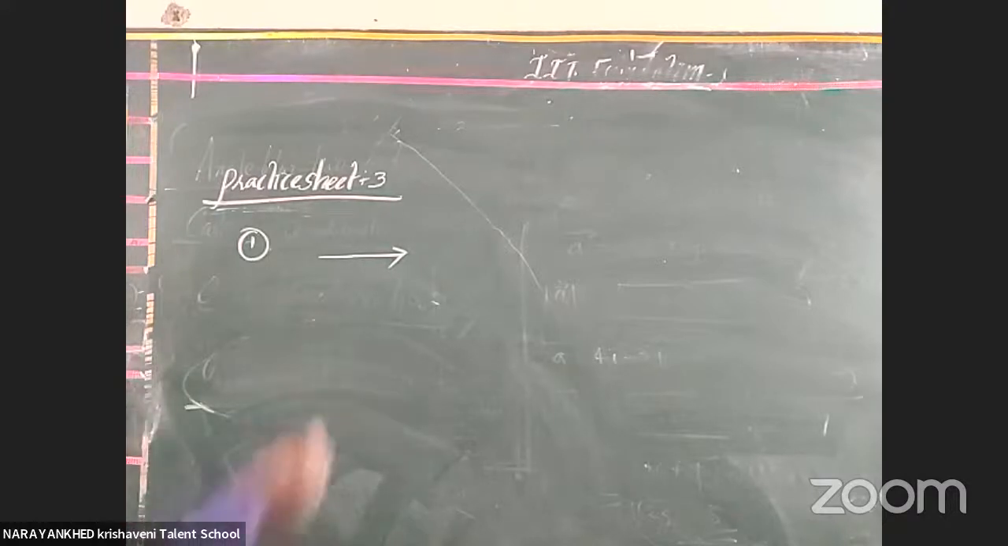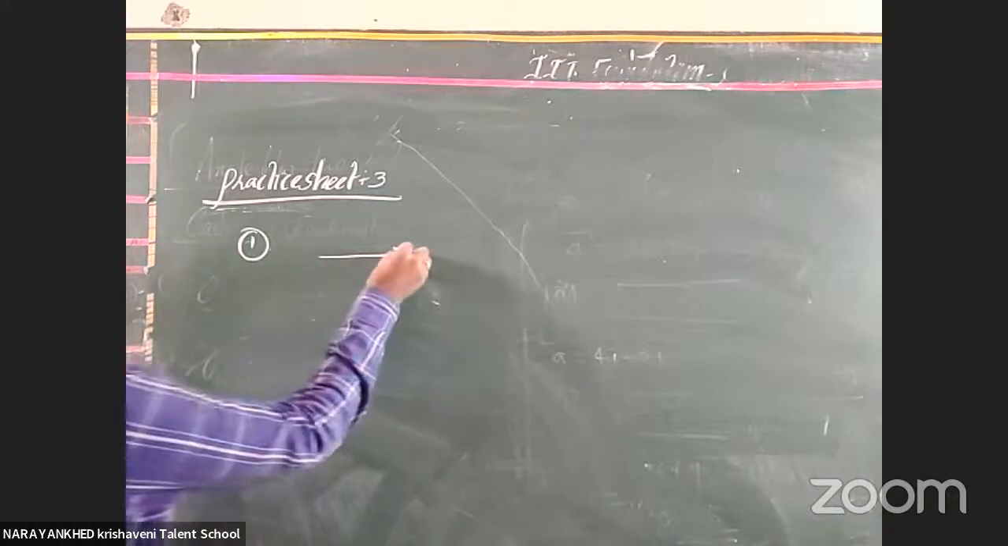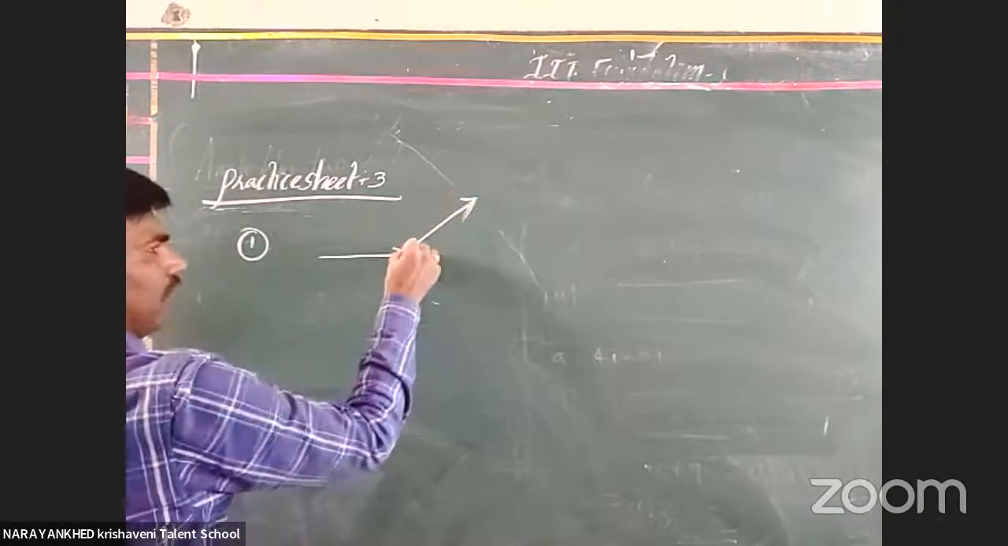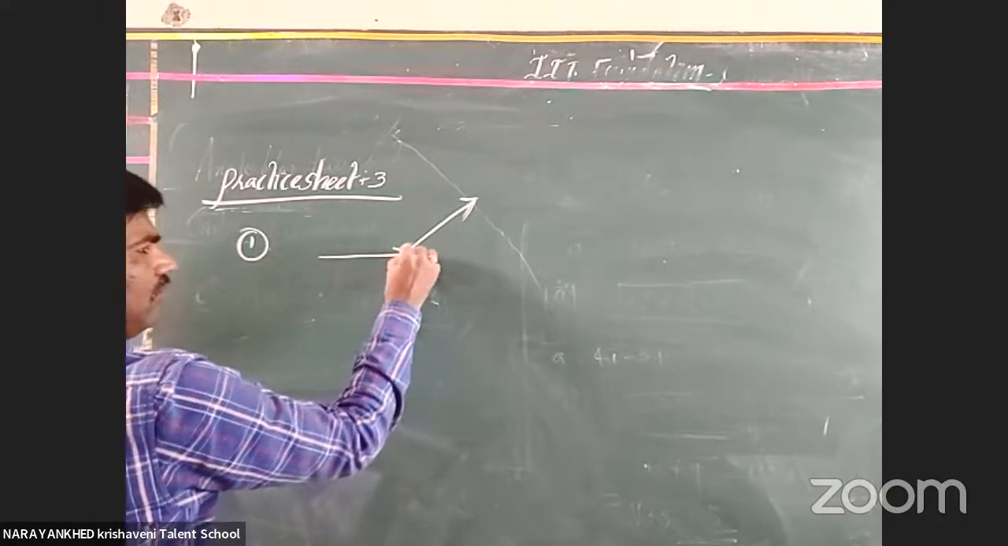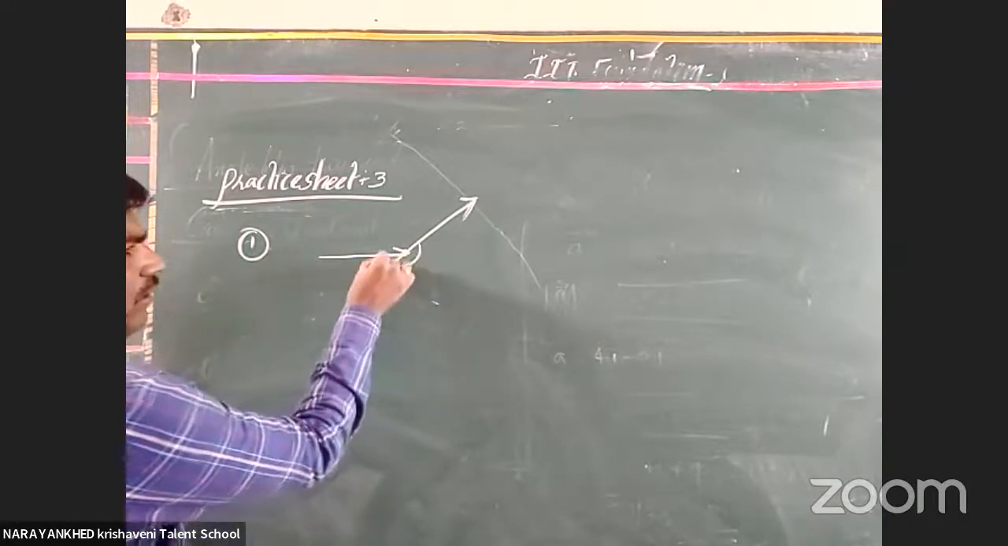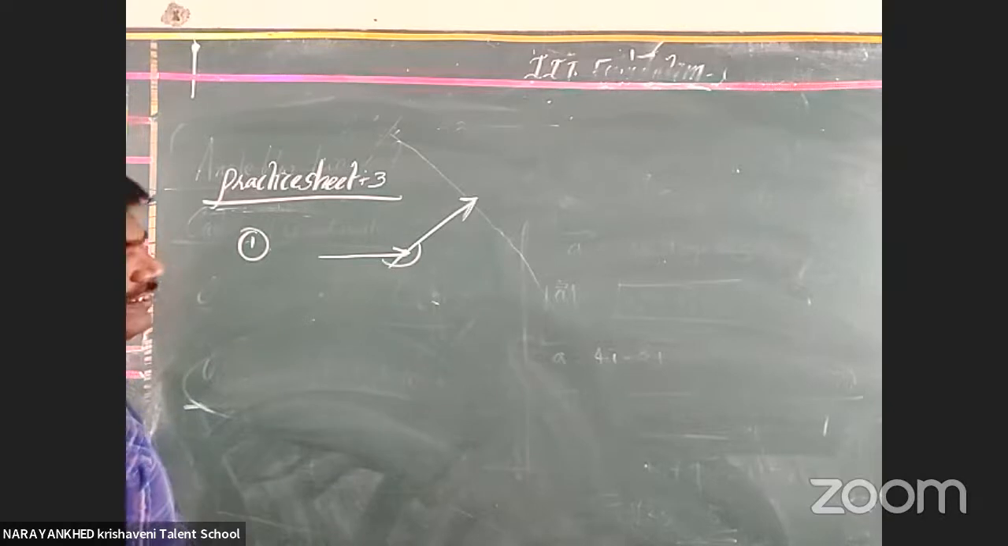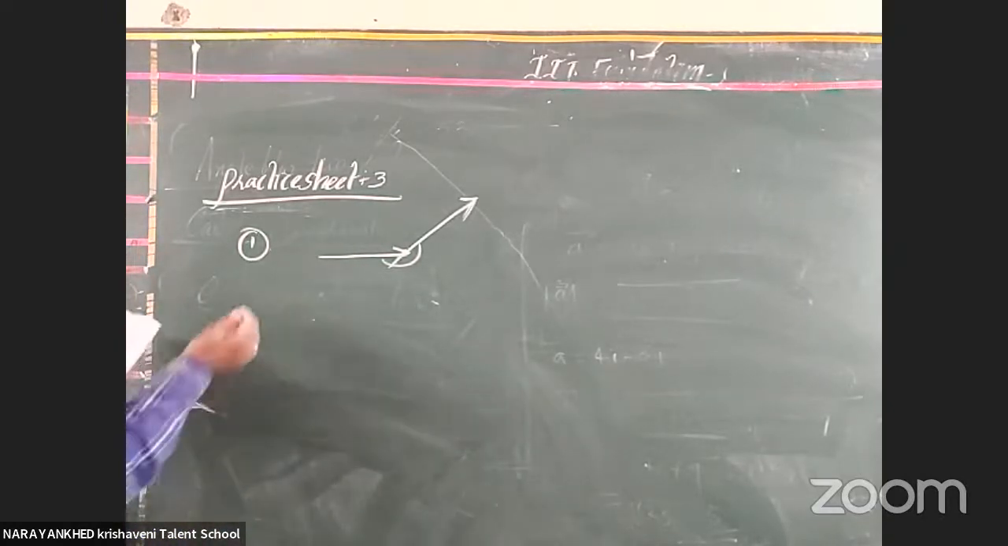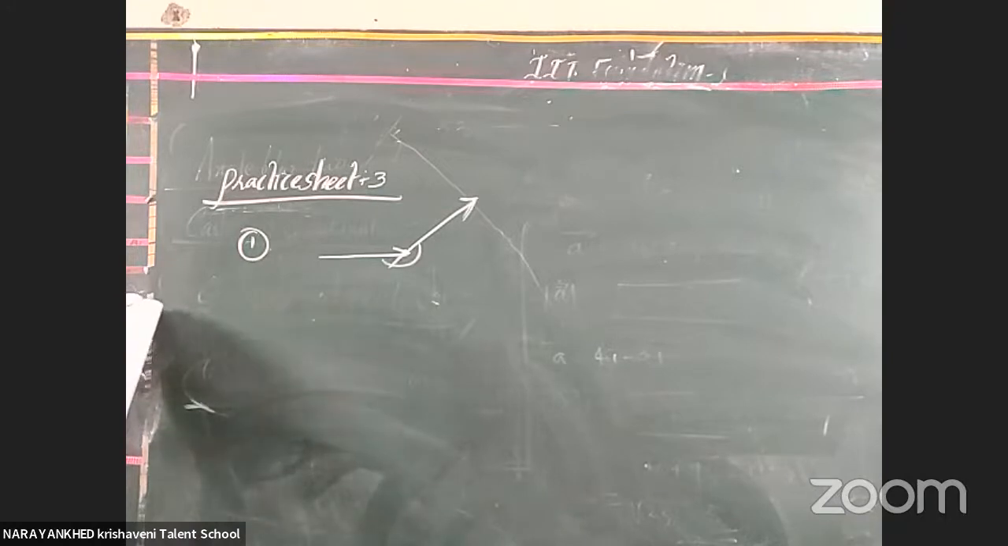First one: the head coincides with the tail. What will we get? External angle, not internal angle. We consider the external angle. Which type of angle? We consider the external angle.